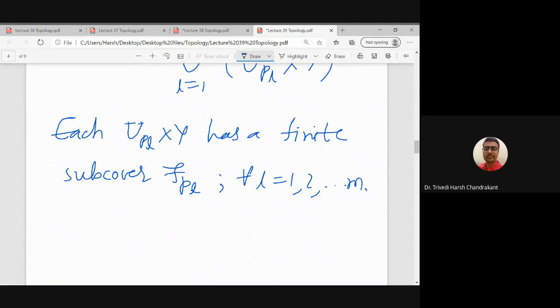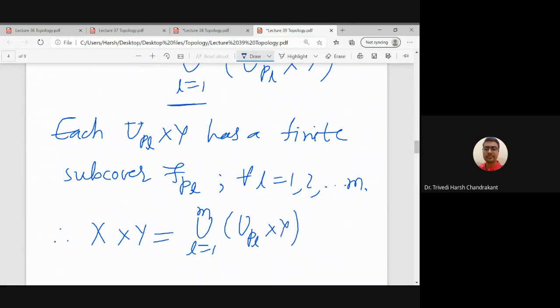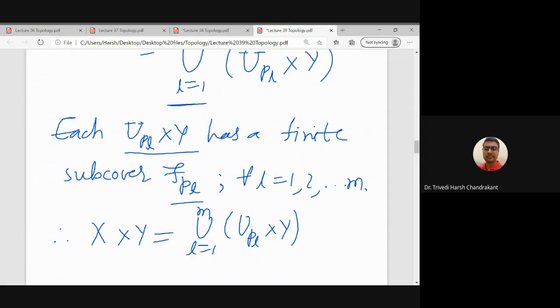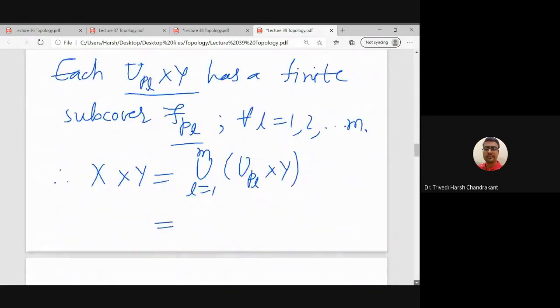So in FP1 there are finitely many sets. In FP2 there are finitely many sets. In FPL there are finitely many sets. So when I take the union of all such sets, then what I will get is X cross Y is the union L running from 1 to M of UPL cross Y, that we already noted. And now each UPL cross Y has a cover FPL.